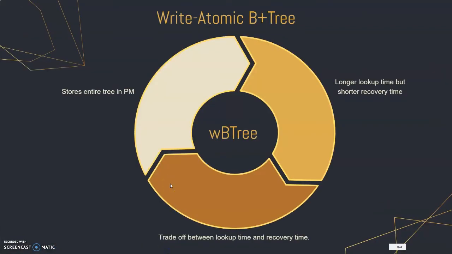Hi, so now I'll talk about the write atomic B+ tree. Recall, a fingerprinting persistent tree stores inner nodes in DRAM and leaf nodes in persistent memory. The WB tree stores the entire tree in persistent memory, so it might suffer longer lookup time but shorter recovery time.